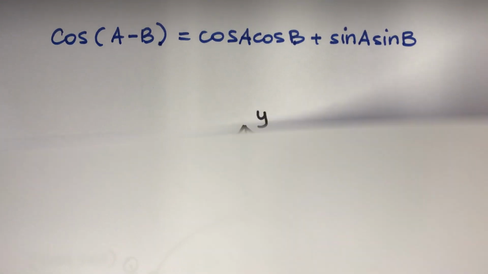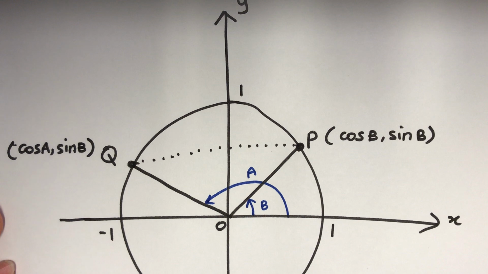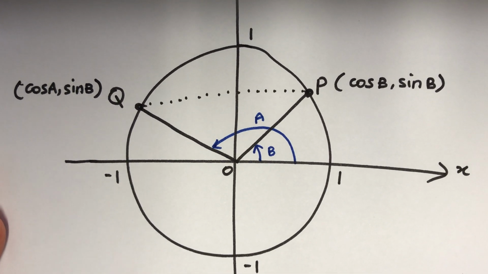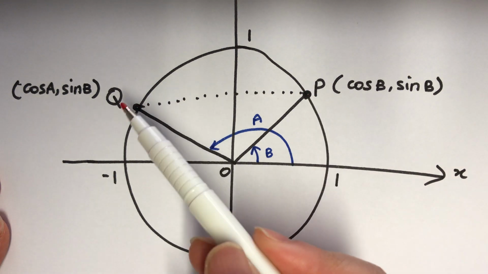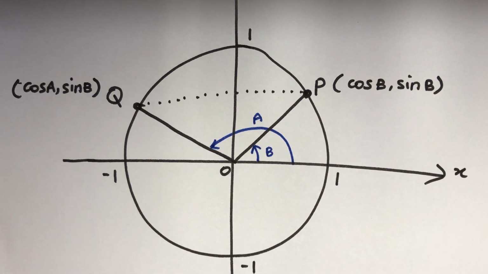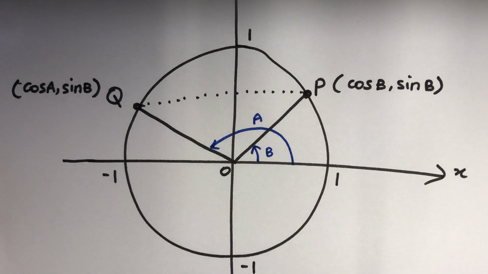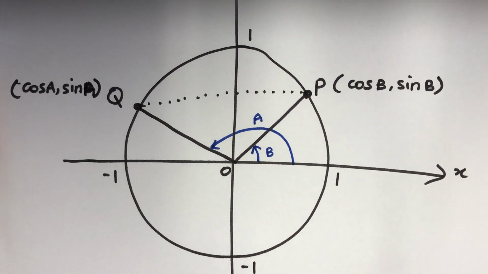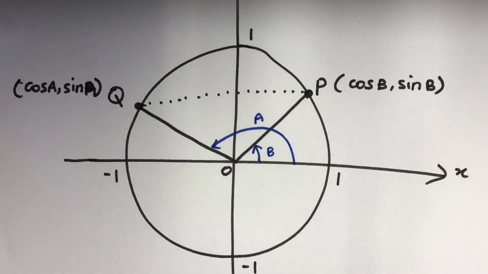Now first we need a unit circle. So here's a rough unit circle, and it has a point P and Q. The coordinates of P are (cos B, sin B), and Q is (cos A, sin A). Okay, so we got those coordinates sorted.